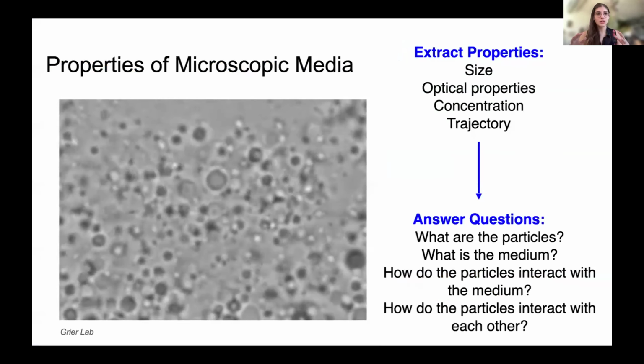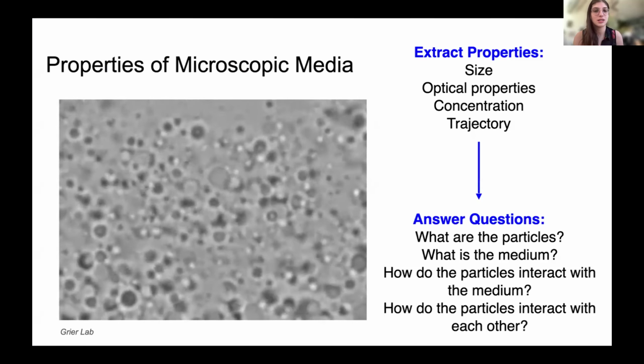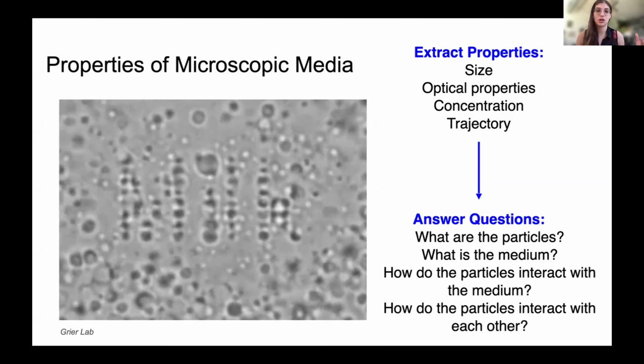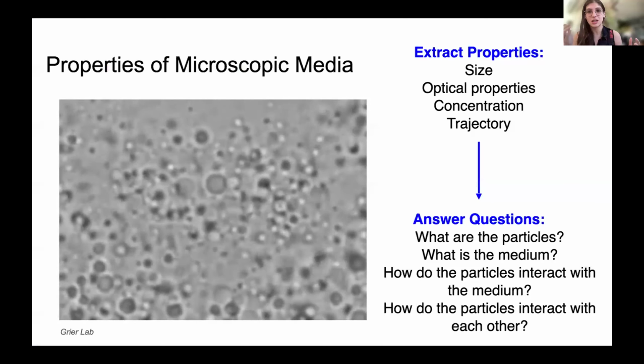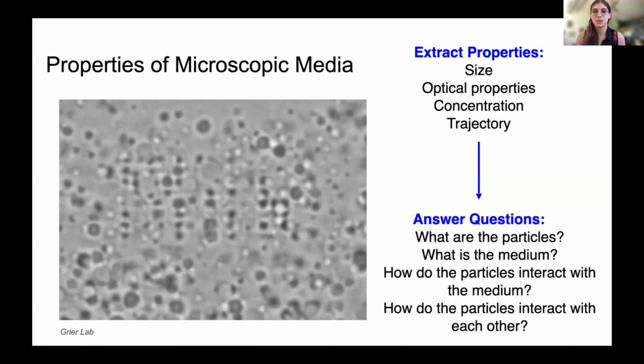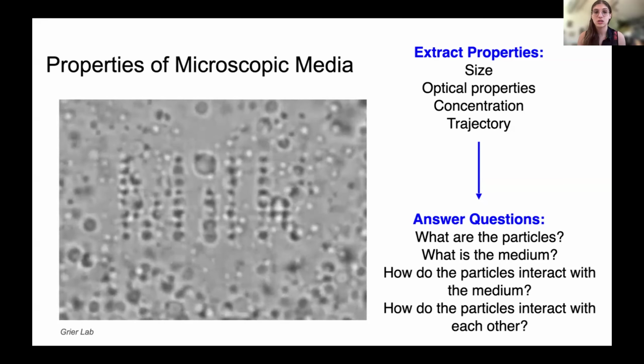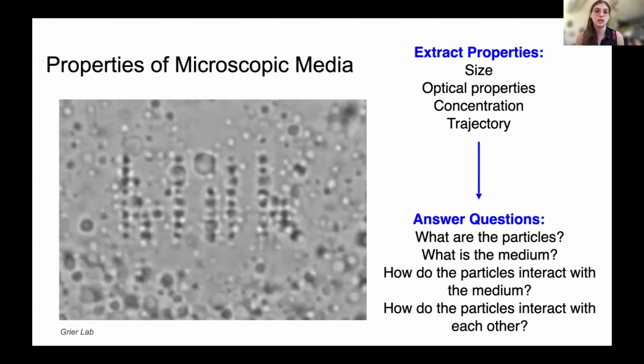So just to get us oriented here, we are interested in the properties of microscopic media. One example of microscopic media is in this video that I'm showing you here, which is milk fat globules, which are then being optically trapped to spell the word milk. And what we're interested in here is extracting properties about this microscopic media. These could include the size of the colloids in this case, the optical properties, the concentration in the suspension, and their trajectories.